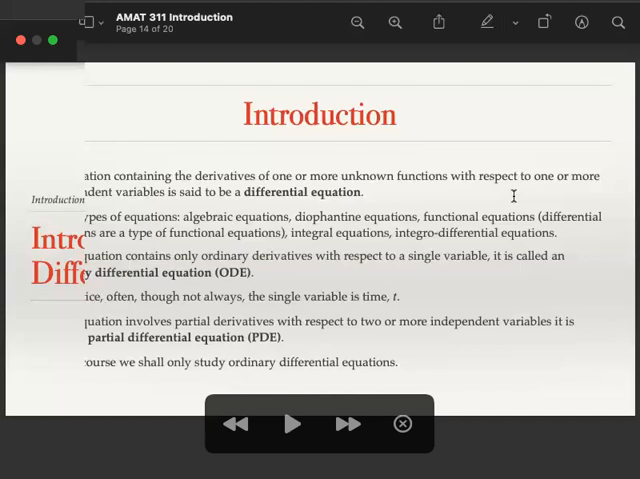So here are some examples of ordinary differential equations. Let's say x prime is equal to x. This means x is the unknown function. Probably it's a function of t, but it's not specified in the equation. And we are saying that the derivative of x is equal to x itself with respect to t. So the derivative of x with respect to t is equal to x itself.